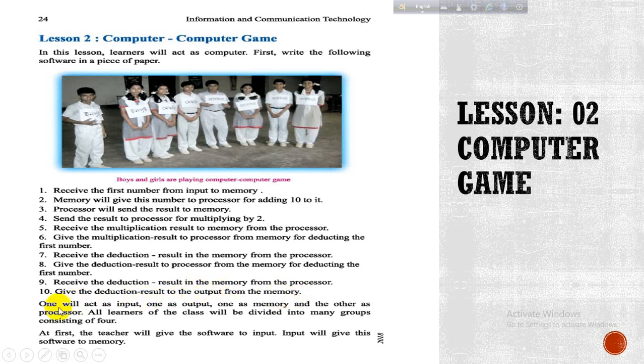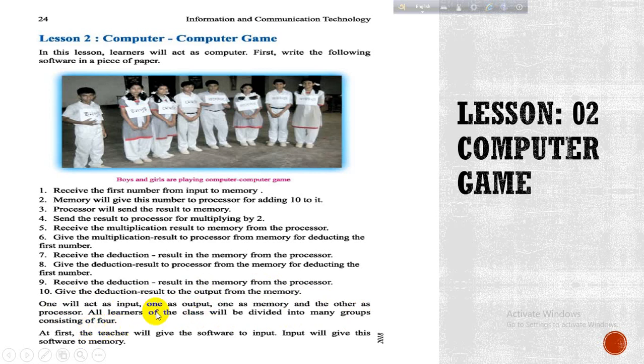This way, that is actually how a computer works. One will act as input, one as output, one as memory, and the other as processor. This way there will be four. All learners of the class will be divided into many groups consisting of four.